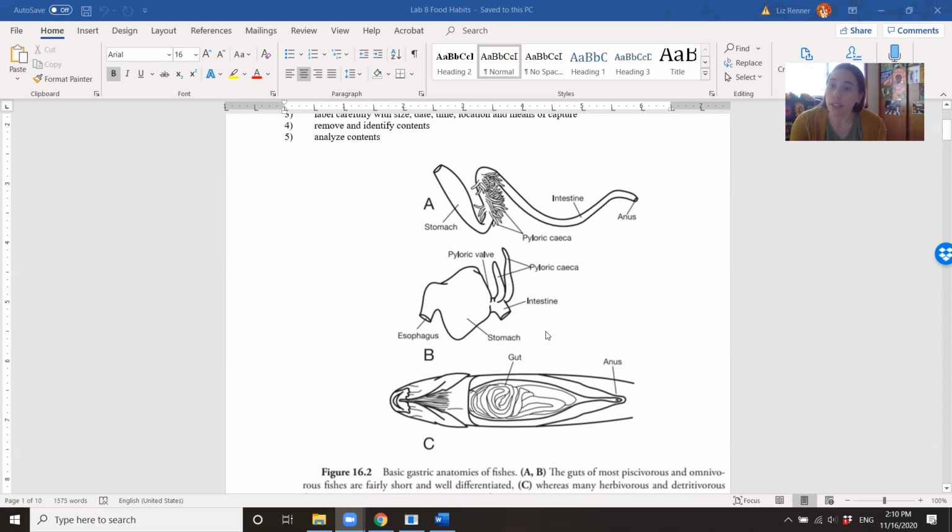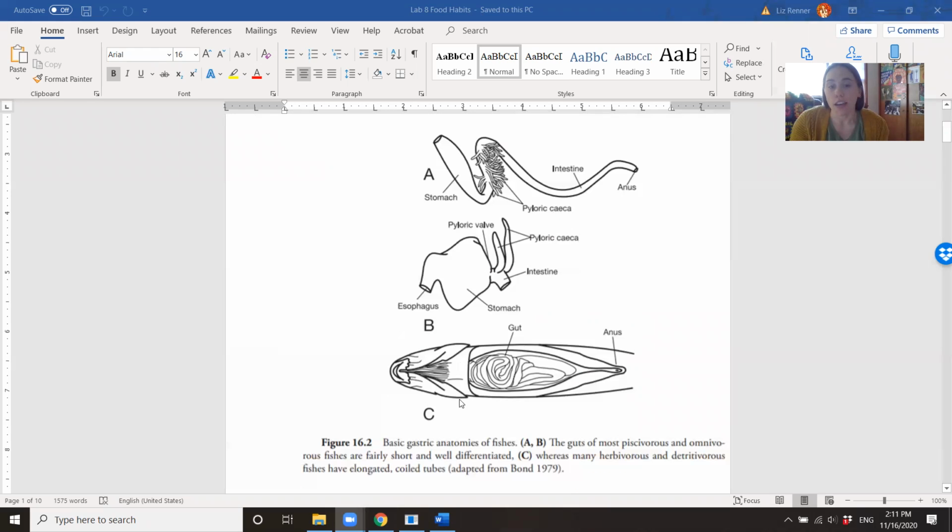And so for a piscivore that's feeding on high protein quality food like fish, they don't need as much surface area to break down some of the material. Whereas, for example, a detritivorous or a herbivorous fish like a gizzard shad or a golden shiner, or any fish that's eating primarily plants and detritus, so like a common carp, you're going to have a really elongated gut to create that surface area.